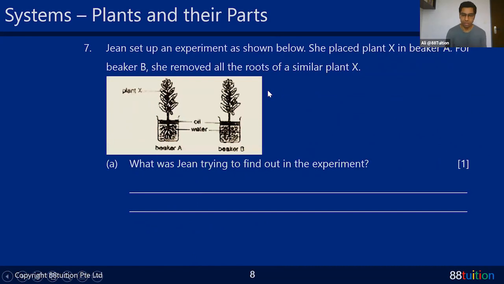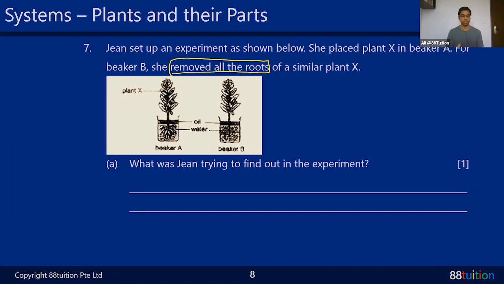Jean set up an experiment as shown below. She placed plant X in beaker A and beaker B. She removed all the roots of the similar plant. Okay, here is an interesting thing. Sometimes you have questions where the diagram is not clear like this. So you need to rely on information. Even though the diagram looks like they both have roots, this is due to printing.